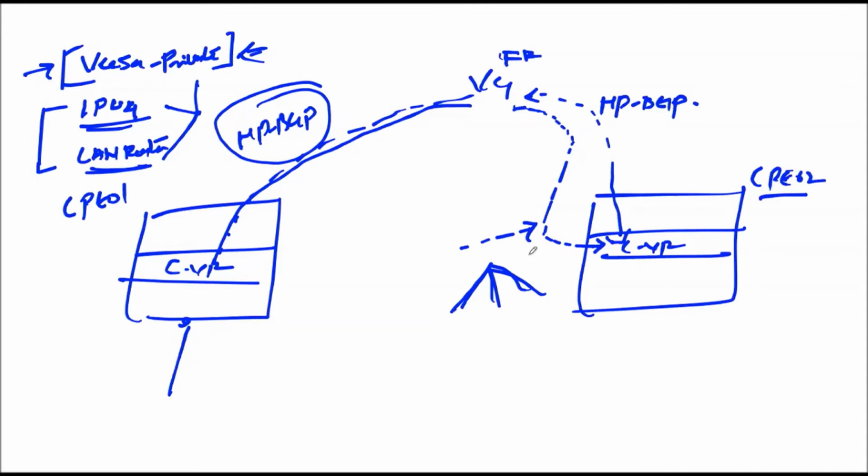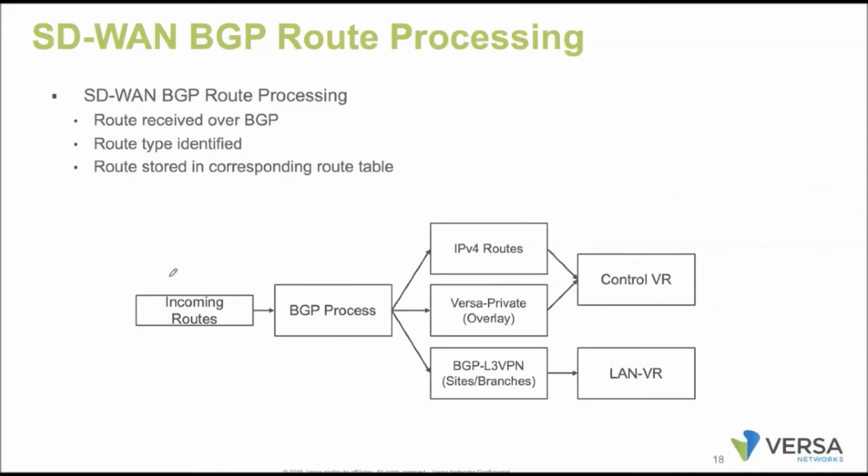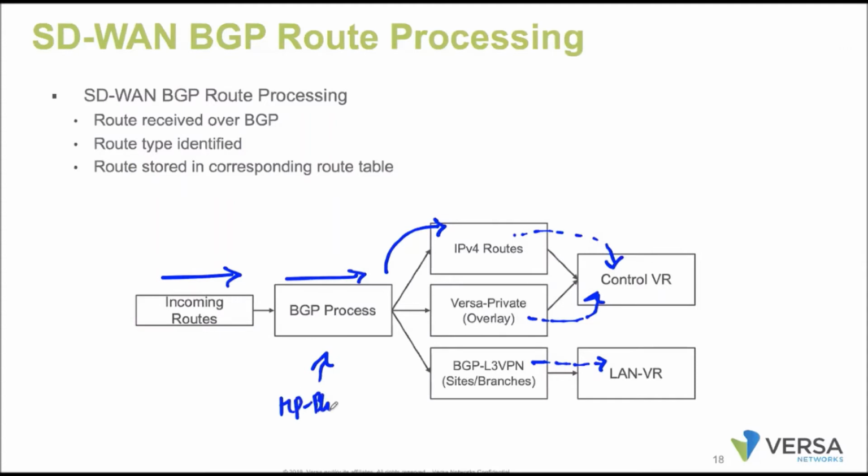This is an interesting part. Now, these are your incoming routes, so this is a BGP process that tries to decide it. If it is INET unicast routes, we are going to place them in the control VR. If it is Versa private family routes, we are going to place them in the control VR. When it comes to the VPN v4 routes or VPN v6 routes, we are going to place them in the LAN VR. So with a single MPBGP session, we are going to exchange so much information.